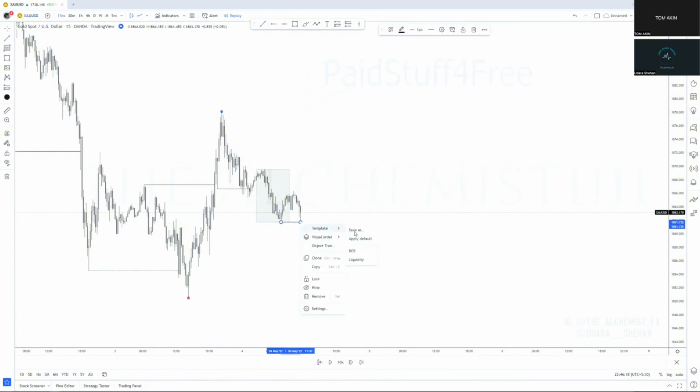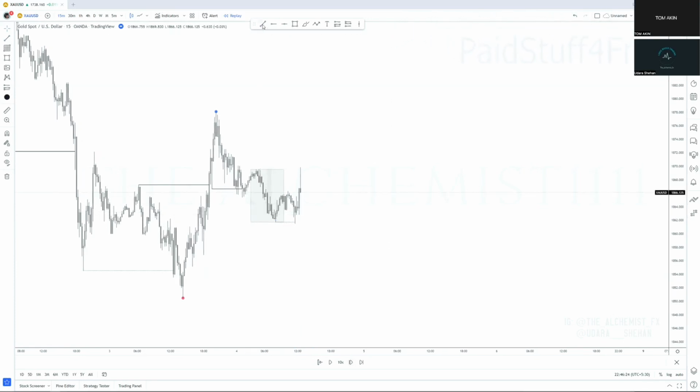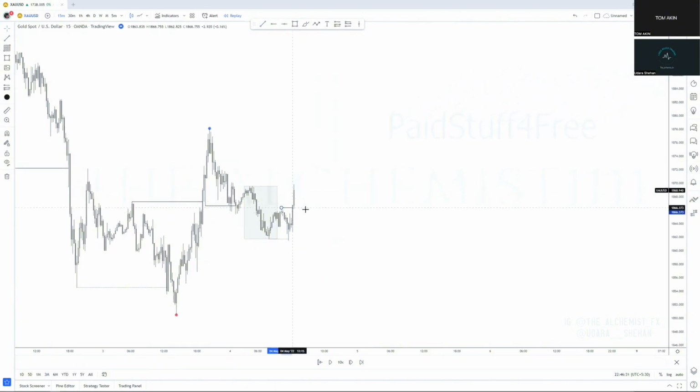And look at the timing once again. 11 a.m. Right at 11 a.m. A manipulation of Asia. And boom, starts to go up. Now, what do we know? We got a bullish breakout structure. Same exact principles apply here. Major breakout structure bullish, counter trend bullish.